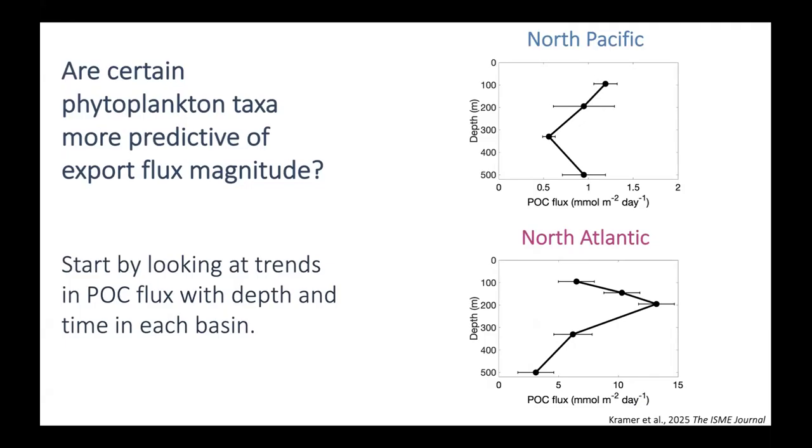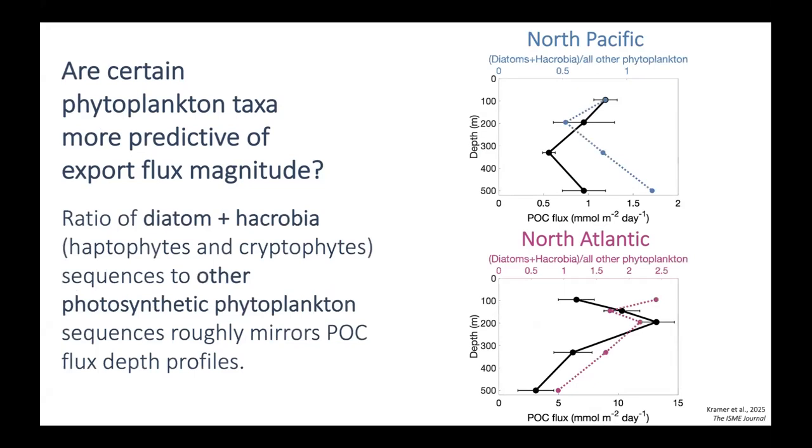And when we add on that phytoplankton community composition information, we looked at a simple ratio of the fraction of diatoms and Hecrobia, which were positively correlated with POC flux, to all other phytoplankton sequences, which were mostly those dinoflagellates and chlorophytes that were negatively correlated with POC flux. What we found is that for the most part, we had similar patterns in depth and time between this simple ratio of phytoplankton groups and our direct measurements of sinking POC flux.